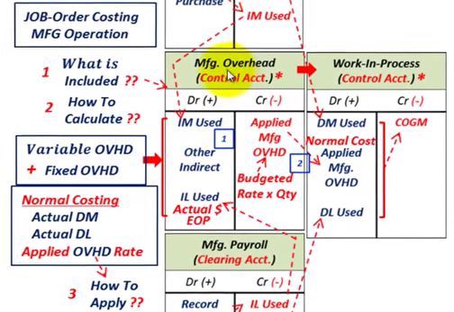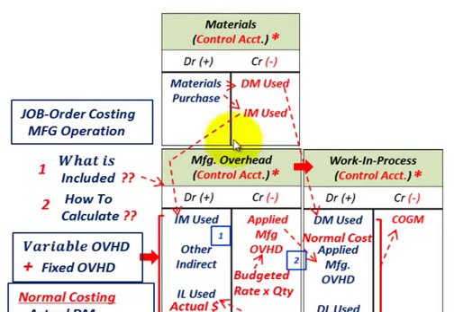Okay, so let's just start out here first with our materials. So our materials, we're going to have direct materials that we've used here, and those are going to go directly into the work in process. They're going to be credited out of materials account here, and they're going to be debited into our work in process account. But then we have those indirect materials. So they're going to be credited out of our materials control account here, and they're going to go into the manufacturing overhead control account, debited here for the indirect materials used. So we would have those amounts here.